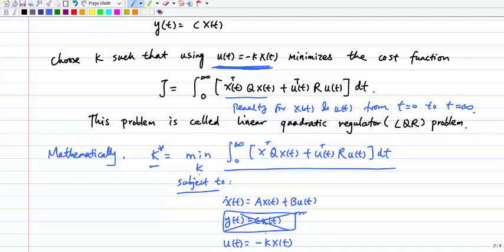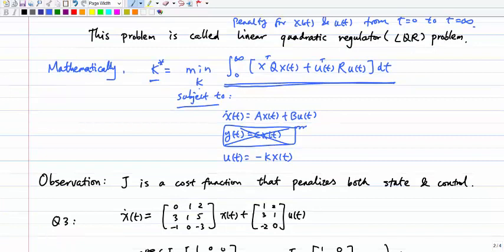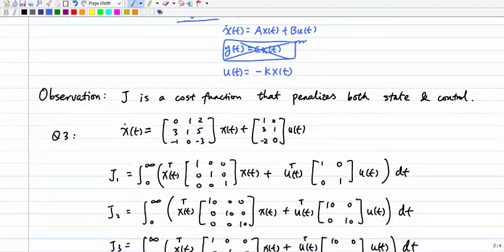The LQR problem is trying to find the optimal K that can minimize the cost function J defined by this, subject to the linear time invariant system given by x dot t equal to Ax(t) plus Bu(t), when u(t) is equal to negative Kx(t). As I mentioned before, J is a cost function that penalizes both the state and the control input.